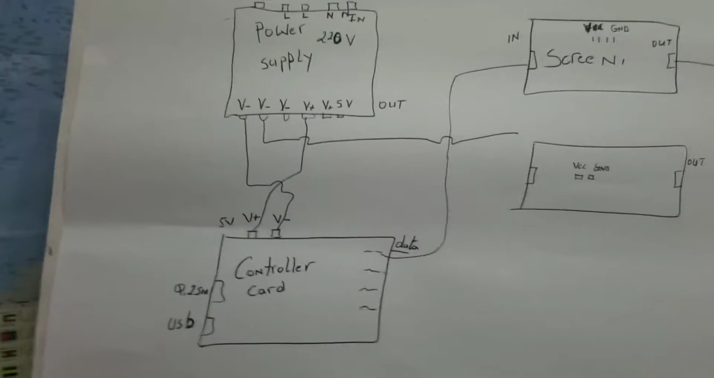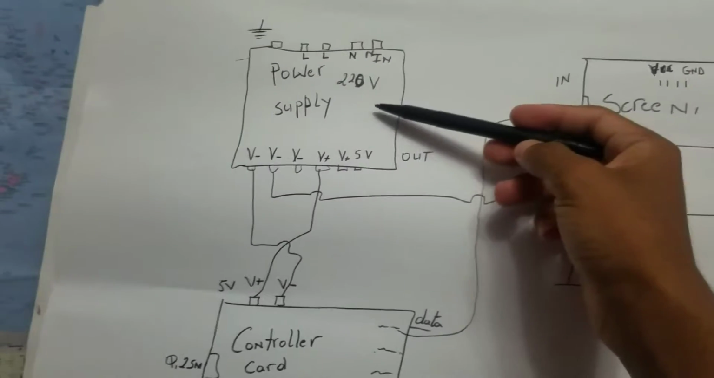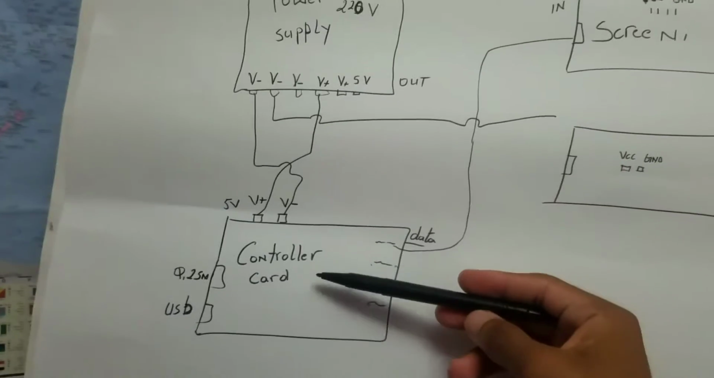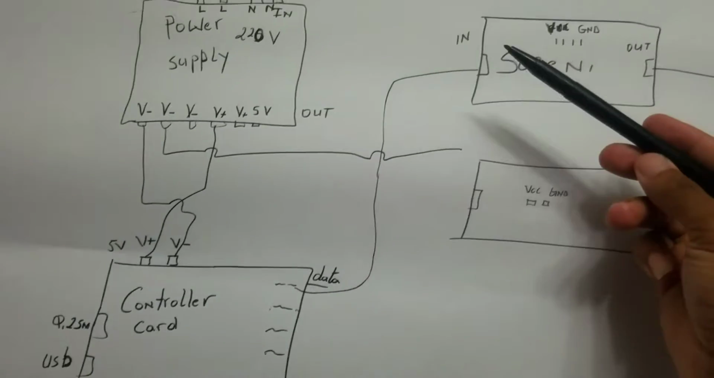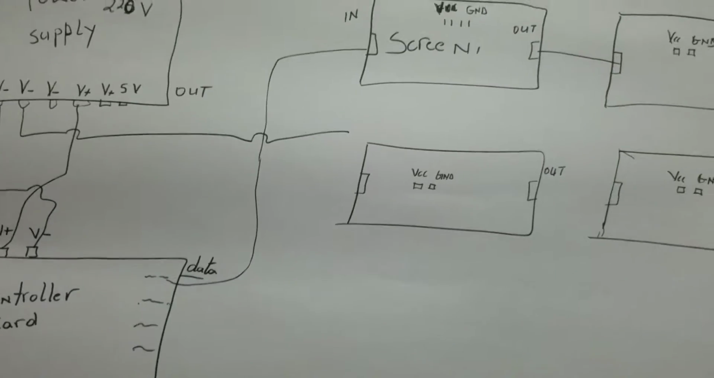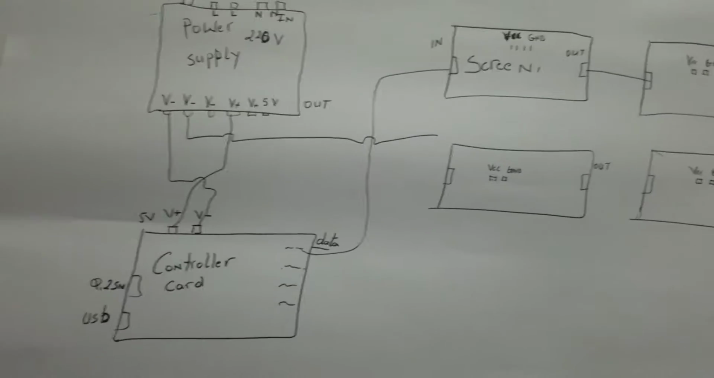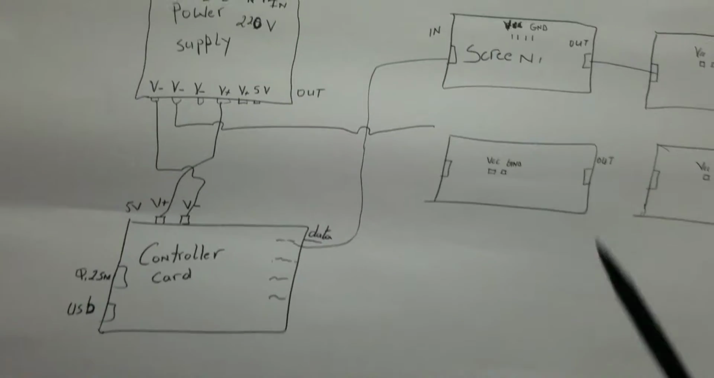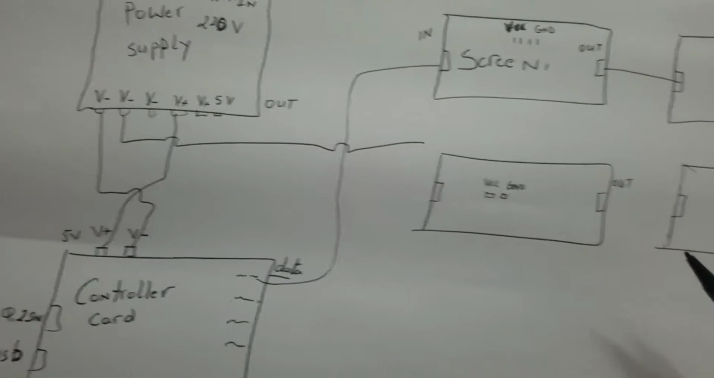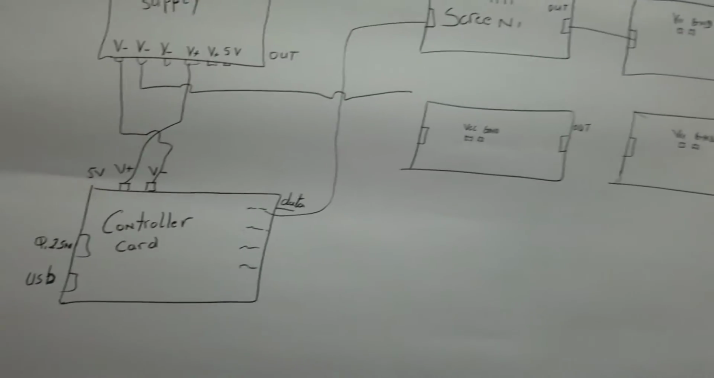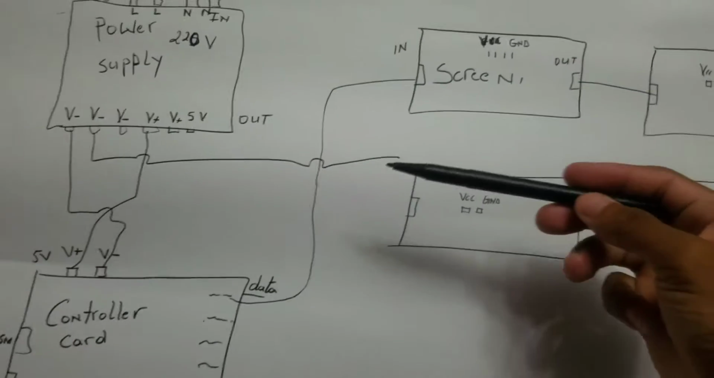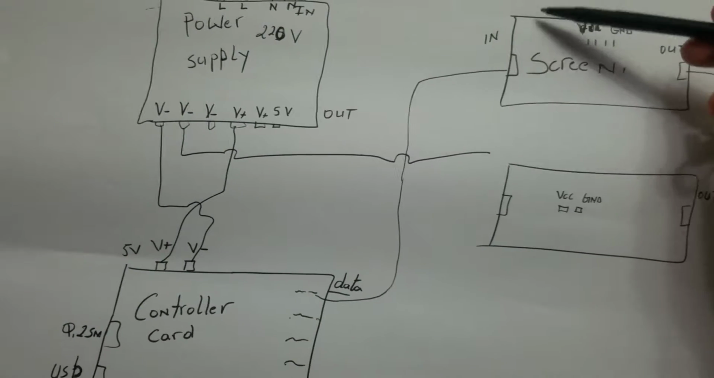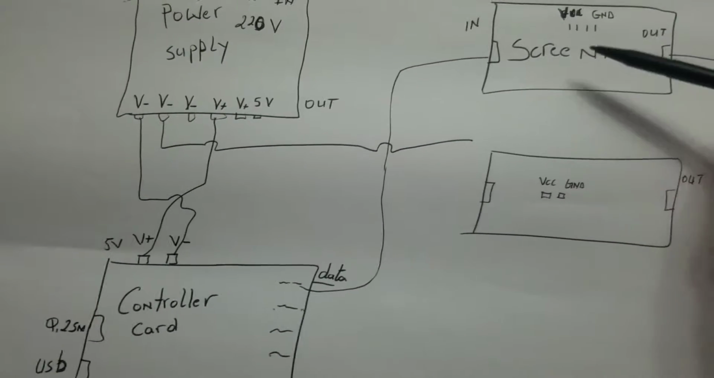First of all, you need to have the power supplier, and then you need the controller card, and then you need the screen display. In this case, we will start with two steps. The first step is to put it in serial. The second step is to put it in parallel. Why in parallel? If you want to increase the height of your display, you need to put it in parallel.